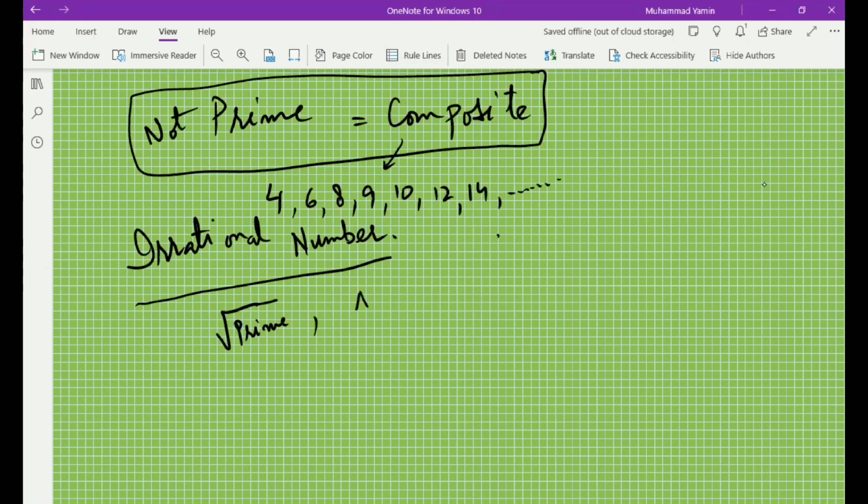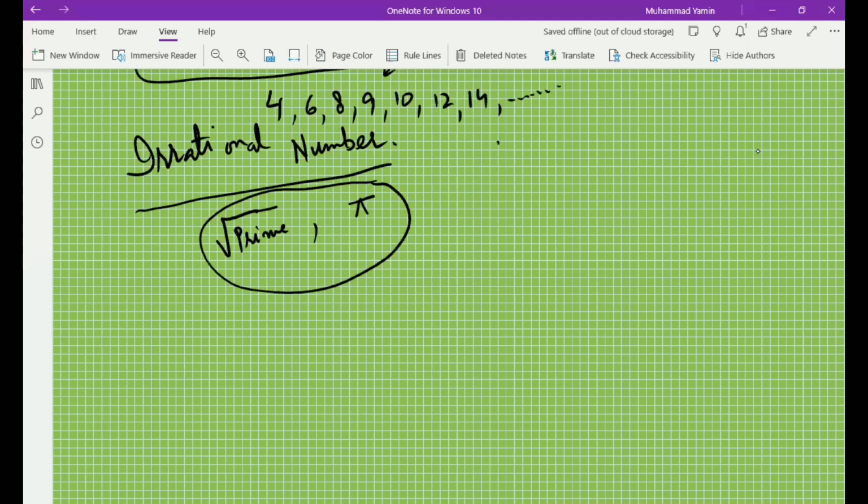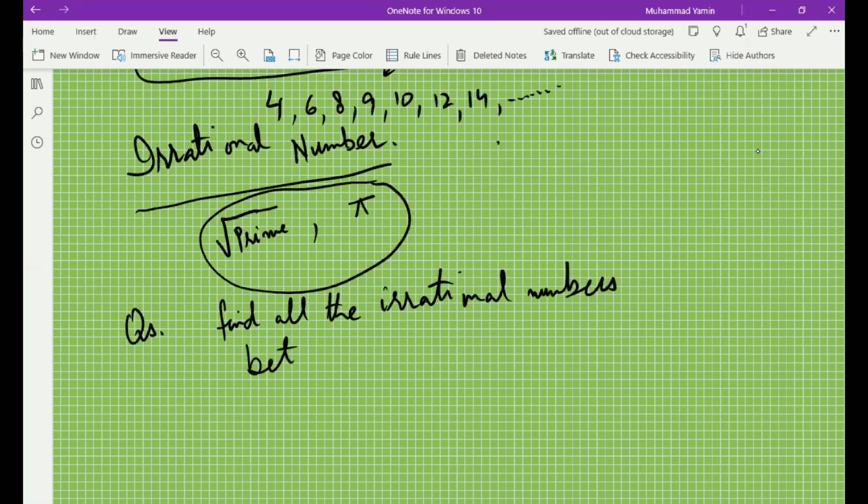If a pi symbol is there, then that is also an irrational number. Now, how do you get the question on it? Just see. Again, the first and the most important question, they ask you, write down or find all the irrational numbers. Find all the irrational numbers between 2 and 3.